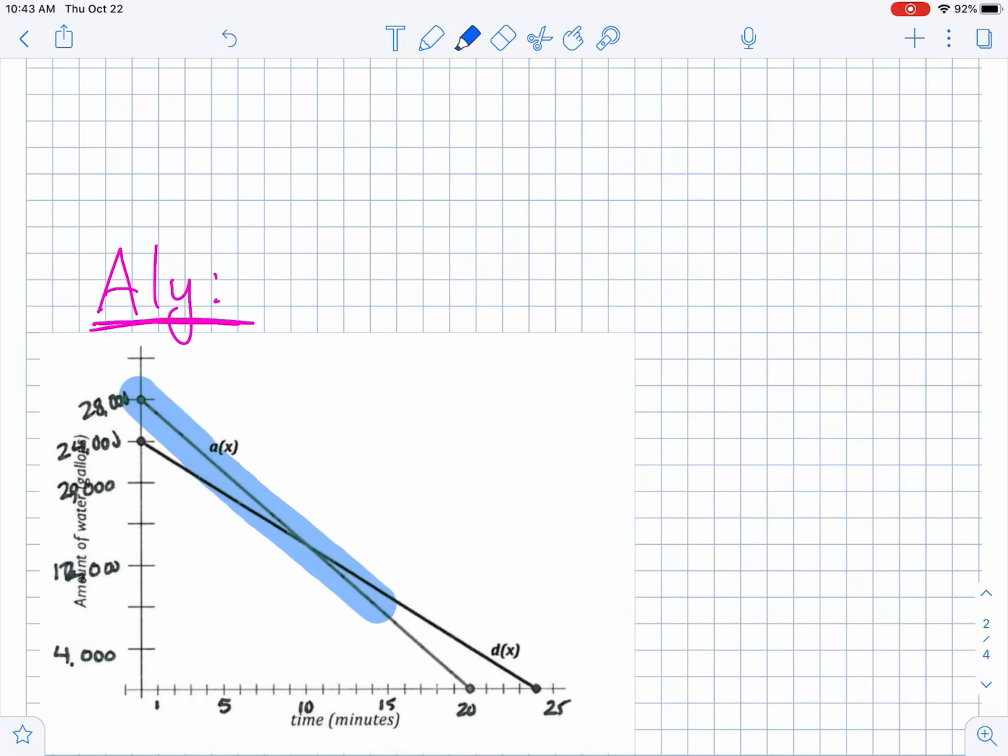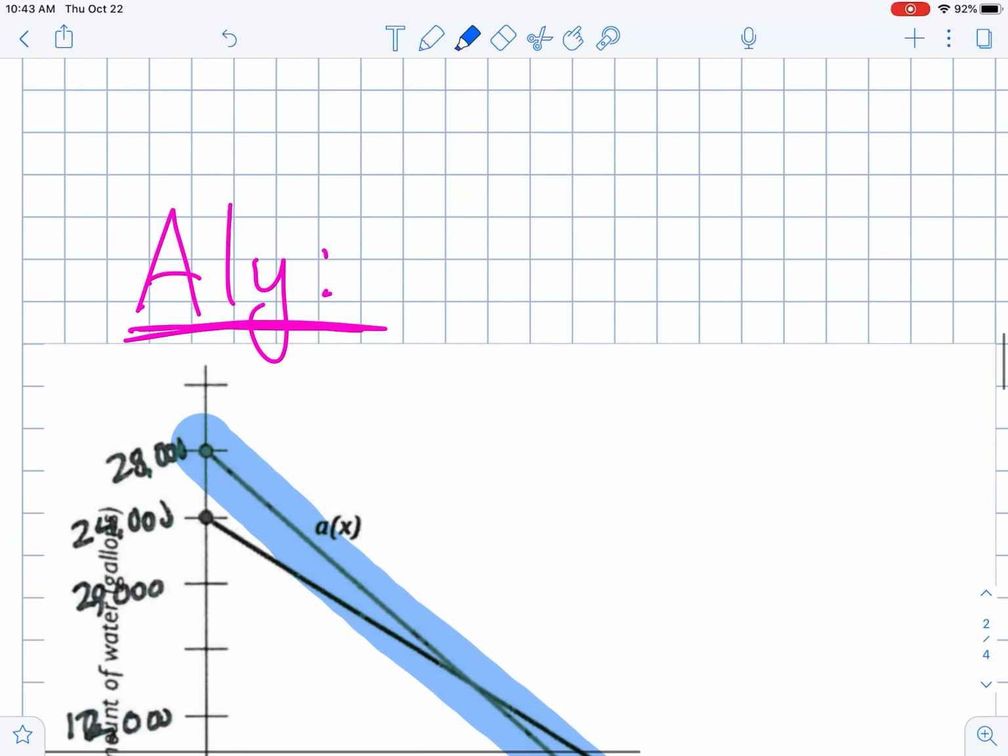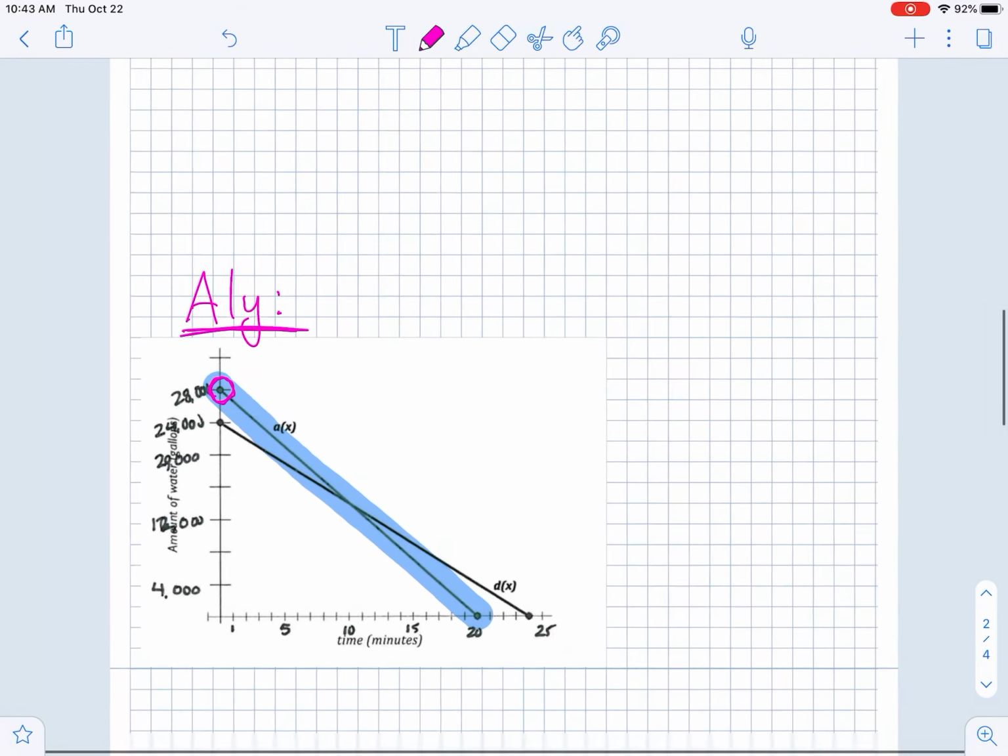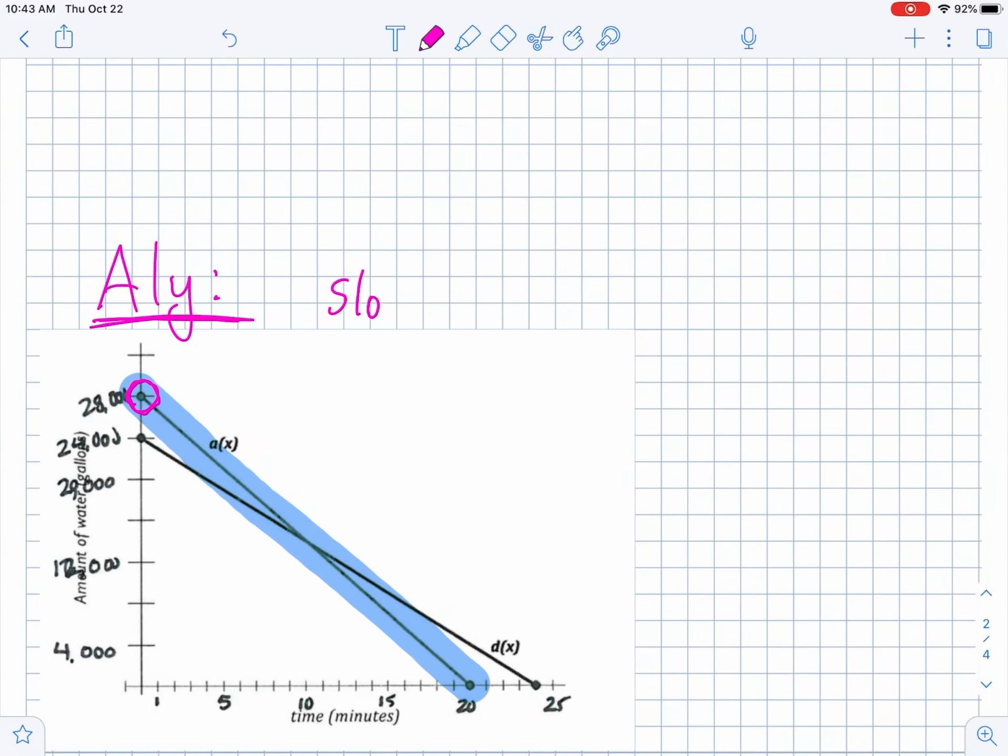I want to come up with a y equals mx plus b for Allie's pool, which is A of x right here. First thing I notice is that I can see that it crosses at 28,000. But the one thing I don't know is the slope. So if I want to write a y equals mx plus b, I can already see that the y-intercept is 28,000, but the slope is the problem.